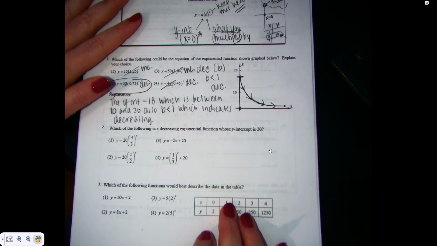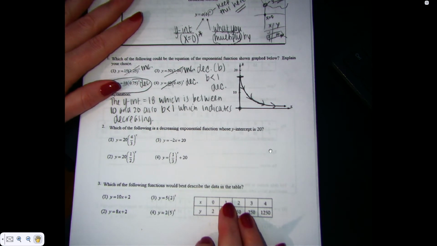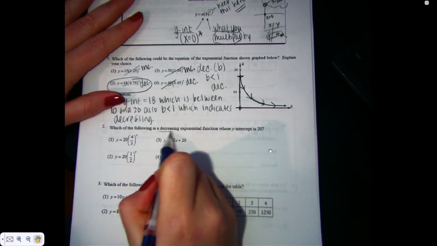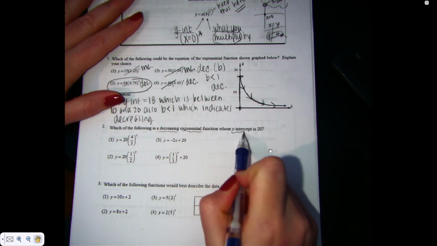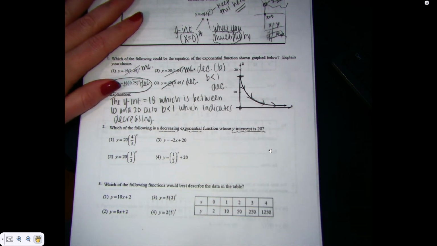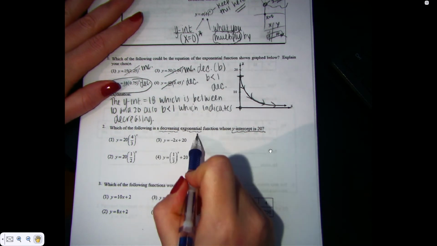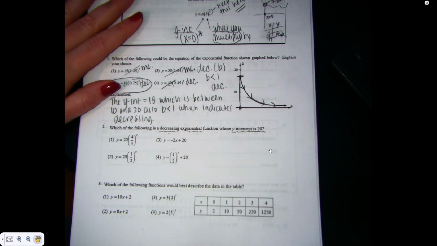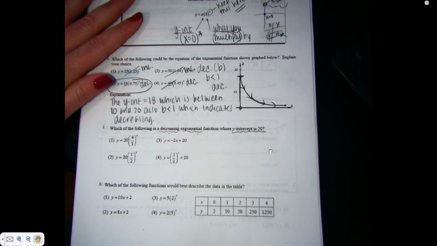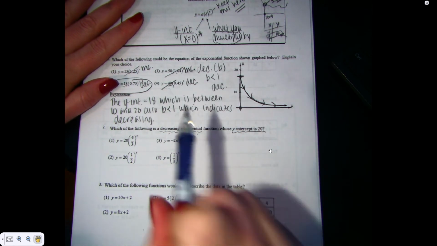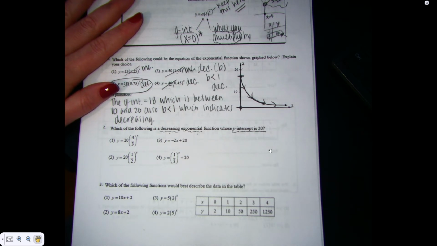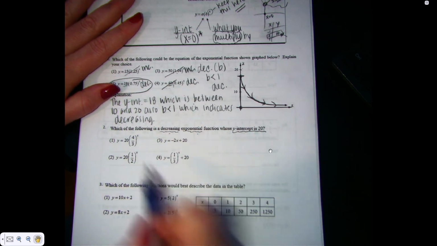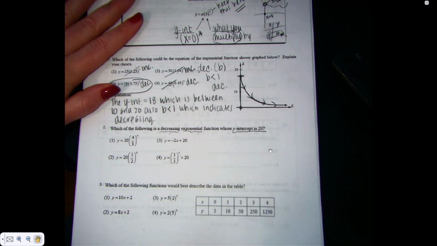Number 2, same thing. Which of the following is a decreasing exponential function whose y-intercept is 20? Decreasing exponential whose y-intercept is 20. Can I get rid of something right now? I absolutely can. Notice it says exponential. What does an exponential function look like? Well, the exponent is a letter, okay? This exponent is a letter. This exponent is a letter. This exponent is a letter.